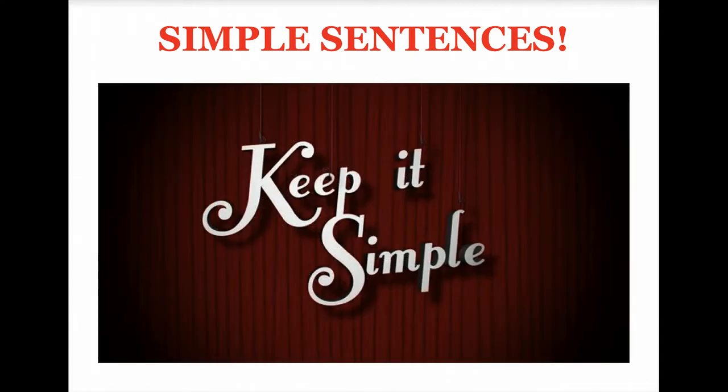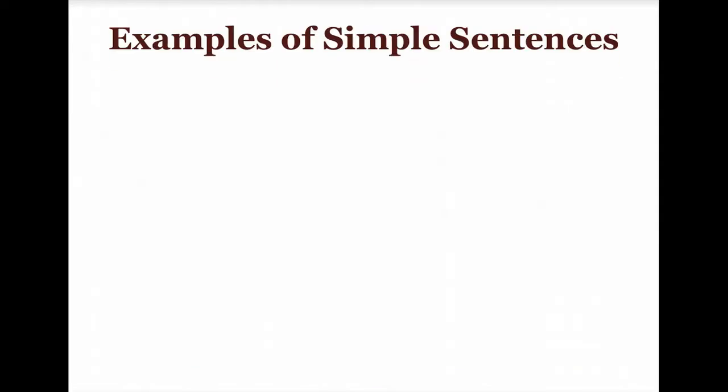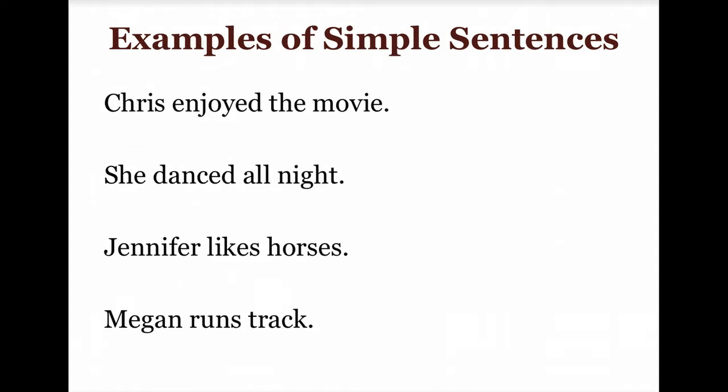So let's talk more about simple sentences. Maybe it seems kind of abstract so far. We're going to make it a little more concrete with some specific examples. So simple sentences. We're keeping it simple. Think of it that way. Simple sentences tend to be on the shorter side. They tend to just have one subject and verb combination. So here's some examples of simple sentences. Chris enjoyed the movie. She danced all night. Jennifer likes horses. Megan runs track. These are all simple sentences.